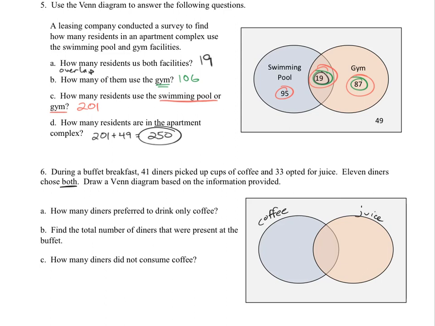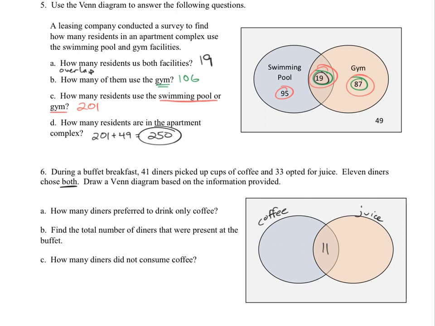Now, the 11 diners that chose both would be in the overlap. So we know 11 people would be in this middle section because 11 people are in the coffee bubble, and those same 11 people are in the juice bubble. So these people chose both coffee and juice.